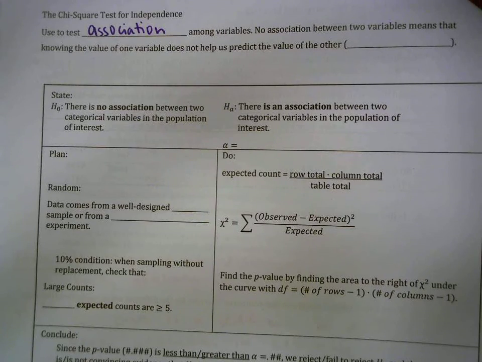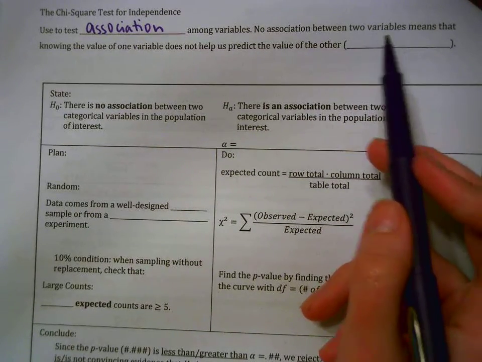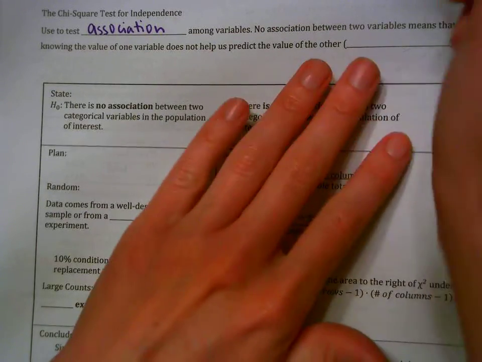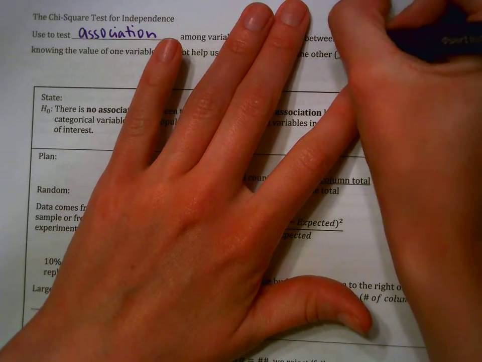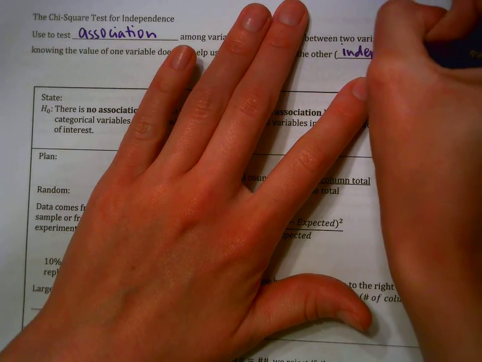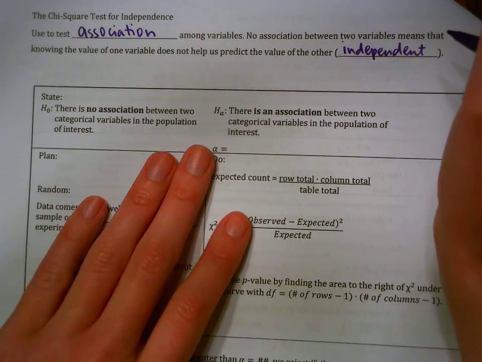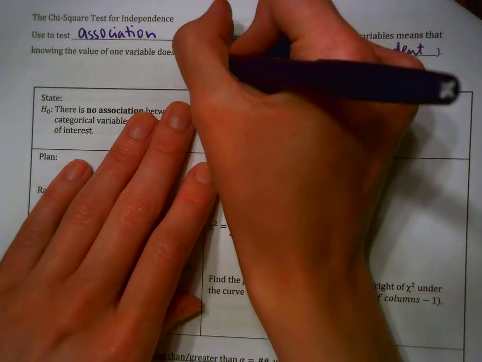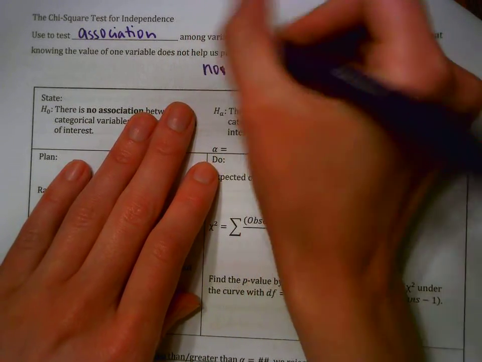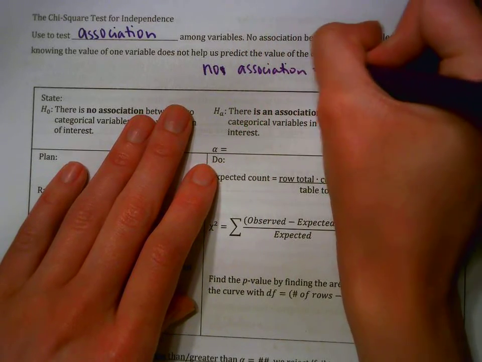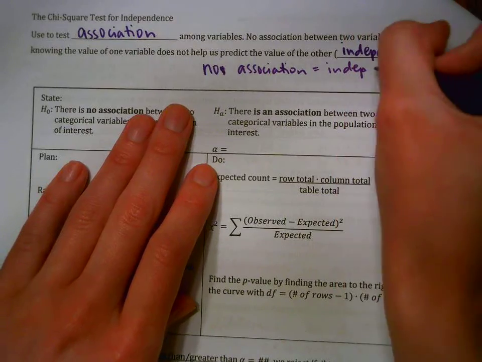So no association between two variables means that knowing the value of one does not help us predict the value of the other, which should sound familiar. I've said that sentence before. Does knowing one thing help you know the probability of another thing? That was when we were talking about independence. Are two things independent? If knowing one doesn't help you predict the other, then they are independent. So if there's no association, that is the same thing as saying they're independent. So you can use either wording when you're setting up your hypotheses.